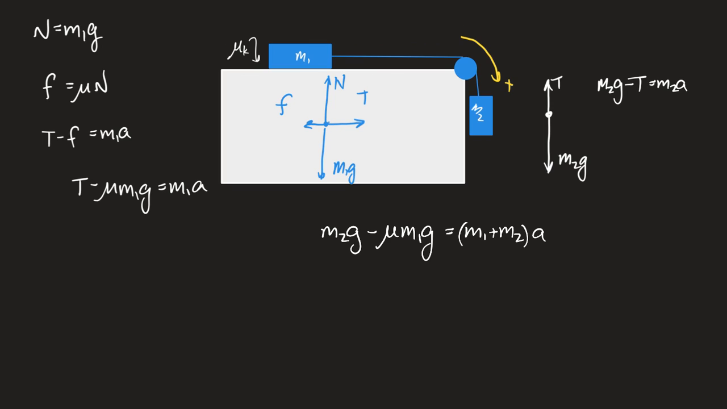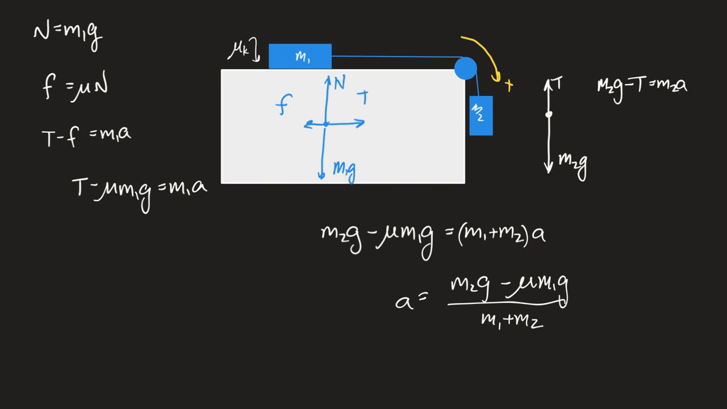Now, I like this. And I'm going to say some stuff here about this. I do my M2G minus mu M1G all over M1 plus M2. I have my sum of masses, so the inertia is here. I have my two external forces. One is trying to cause the system to accelerate, the other one is trying to stop the system from accelerating. Minus sign, right there, seems pretty important to me.